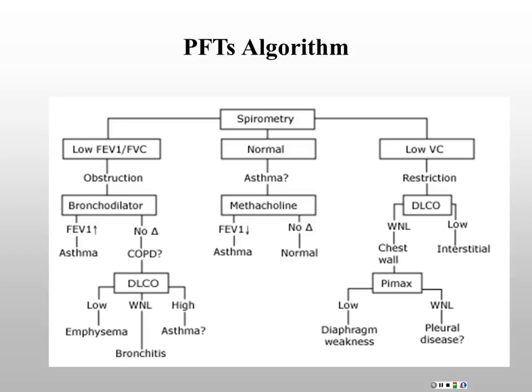Different algorithms to do interpretation for pulmonary function test. You can take a look at the spirometry. If you have a low FEV1/FVC ratio, think about obstruction. Low FVC or low total lung volume, think about restriction. Normal spirometry, you can think about asthma if there are symptoms consistent with asthma, and you can do what's called a methacholine challenge test, and we will touch base on that.